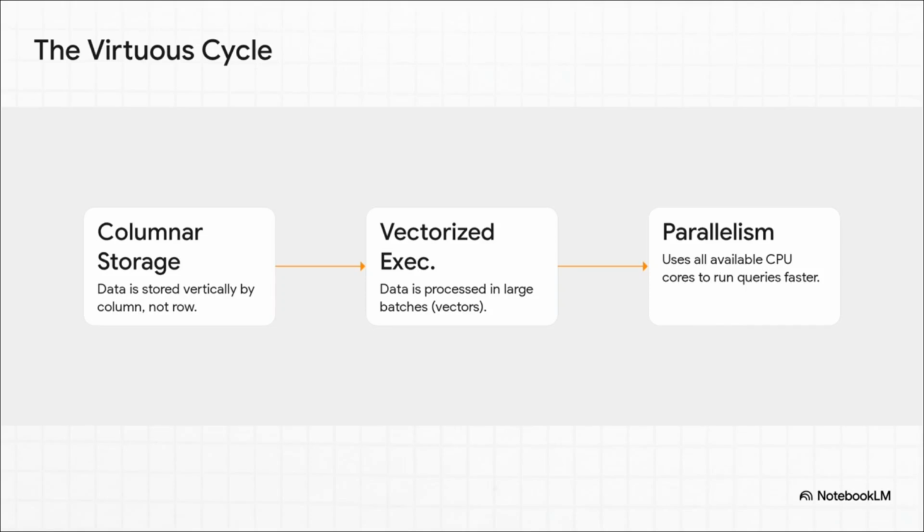First, columnar storage means you have to read way less data from your disk. Then, vectorized execution processes that data in really efficient batches. And finally, Morsel-Driven Parallelism makes sure all of your CPU cores are working on the problem at the same time. So let's break that down.